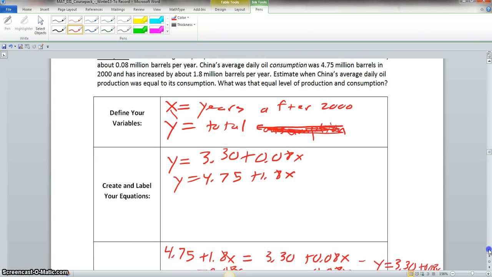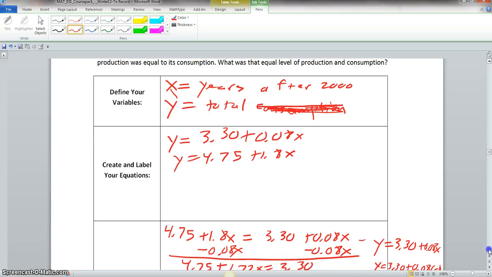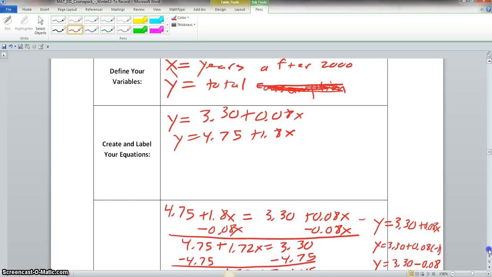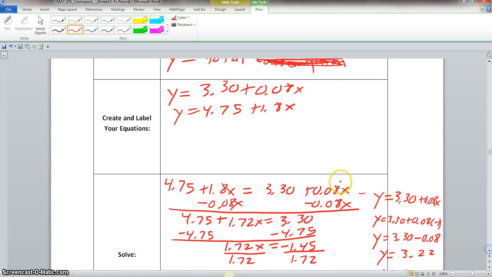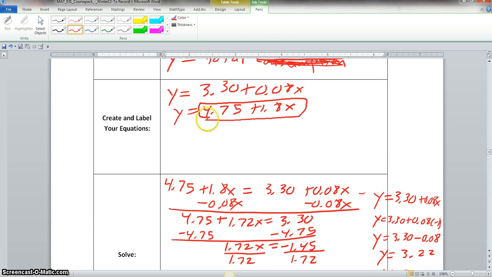So now we scroll down here where we solve the problem. Now what I did here, instead of using the addition method, I used substitution. So I substituted in this 4.75 plus 1.8x for this y here. So when I substituted, this is what I got here. So now, after I got this here, I wanted to get all the x's on one side. So I subtracted 0.08x on both sides. And what I was left with is 4.75 plus 1.72x is equal to 3.30.